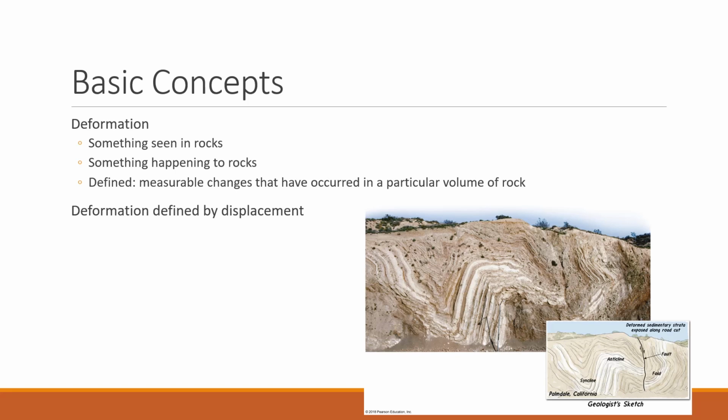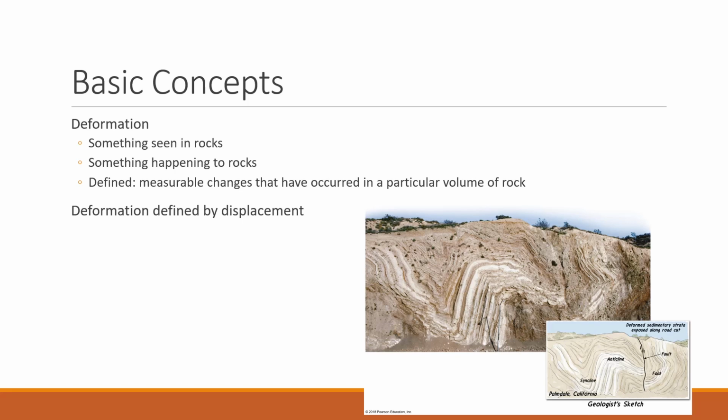So some basic concepts. Deformation. Deformation is something that is seen in rocks. It's also something that happens to rocks. So to define it, it is the measurable changes that have occurred in a particular volume of rock. So this can be changes in shape, it can be changes in orientation, it could be changes in volume. We define deformation by displacement.